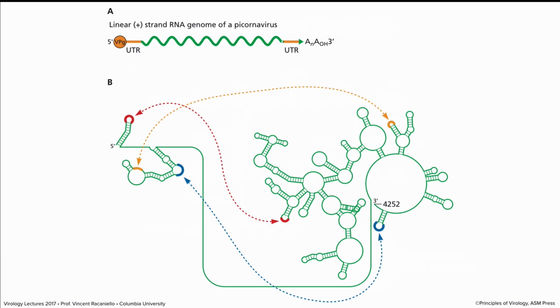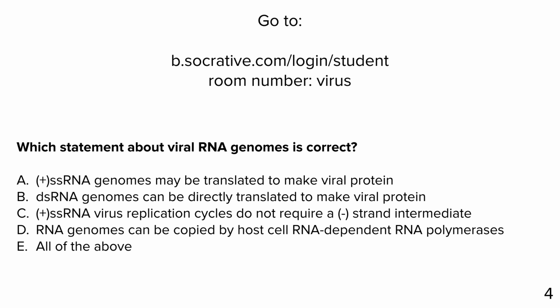And then it becomes even more interesting to wonder how an enzyme would even get through this. How does a ribosome get through to translate it? How does a polymerase get through to translate? These are really interesting questions that people are trying to work on. All right, our last question for today is which statement about viral RNA genomes is correct?